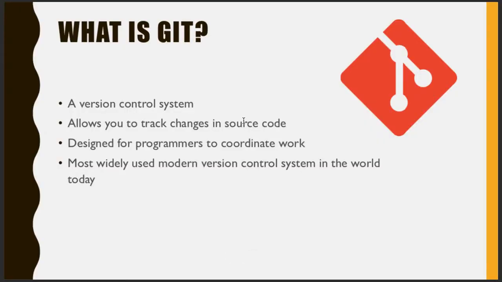So first of all, what is Git? It's a version control system, which basically means it allows you to track the changes in your source code, and it's designed for programmers to coordinate their work. And it's the most widely used modern version control system in the world today.